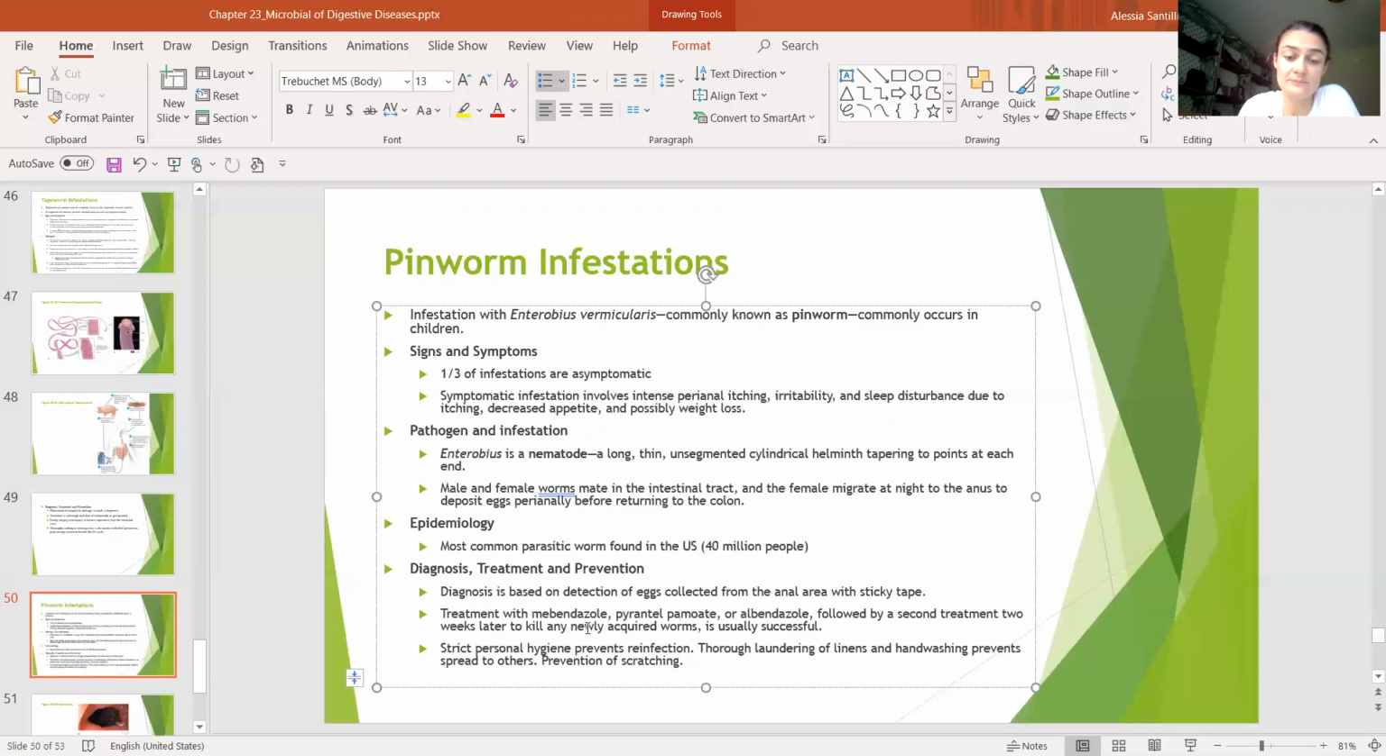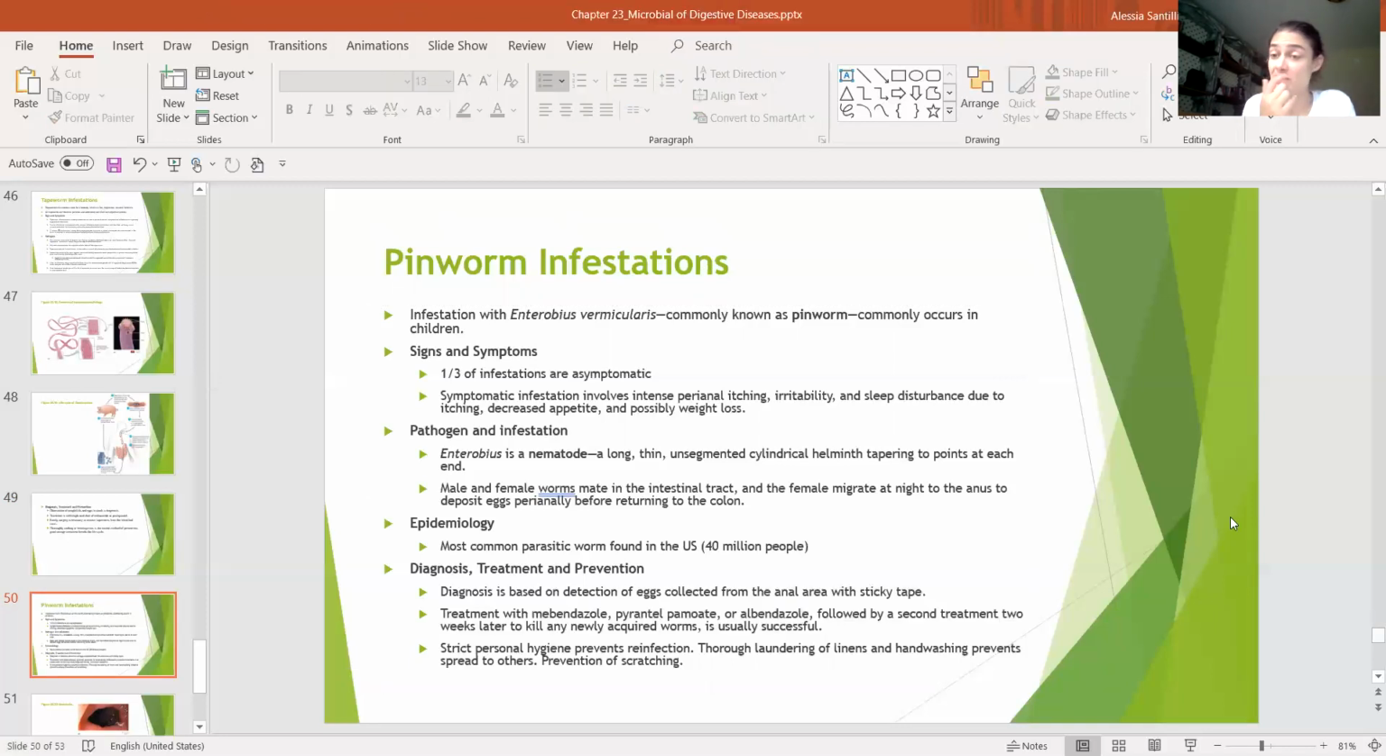Treatment, I actually don't even know. I don't remember the treatment. Mebendazole, pyrantel pamoate, albendazole, whatever. This is followed by a second treatment 2 weeks later to kill any newly acquired worms, and is usually successful. One thing I remember about the treatment, if I didn't put it on the slides, that means the book didn't talk about it, is that they make you drink a lot of water, to flush everything out, lots and lots of water.